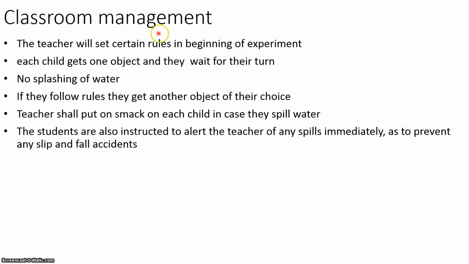To manage the classroom, the teacher will set certain rules at the beginning of the experiment. Each child gets one object and they wait for their turn. They are supposed to not splash the water. If they follow the rules, the teacher gives them another object of their own choice. She will put a mark on some children in case they spill water, and they are also instructed to alert the teacher of any spills to prevent any slip or fall accidents.